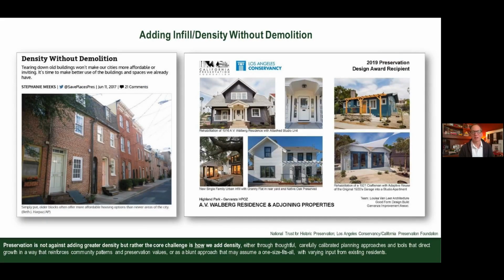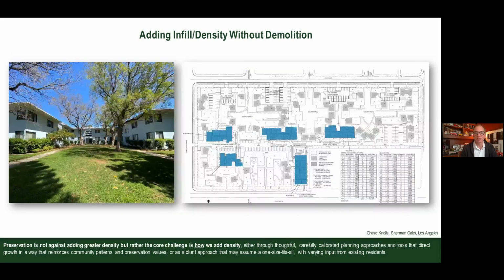It's also this idea, the second part is infill, doing density without demolition. We've got examples here where we're adding infill, we're doing ADUs, and keeping the existing buildings is a core part of this conversation. How do we do it in a thoughtful, calibrated planning approach?